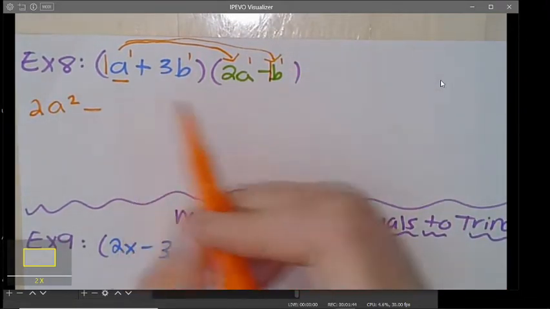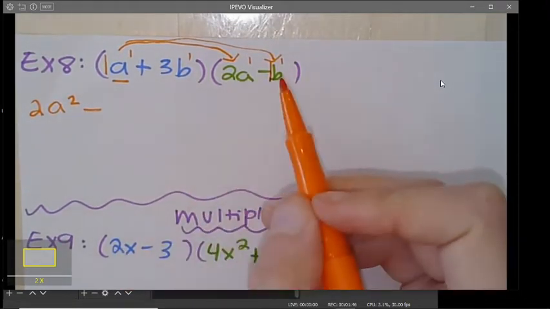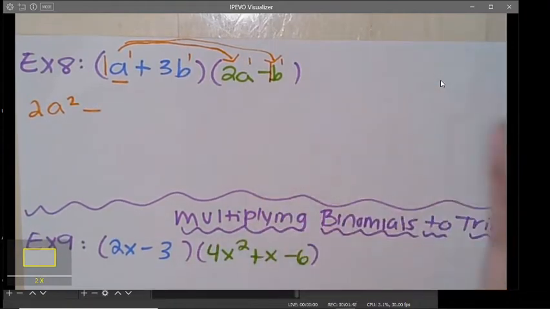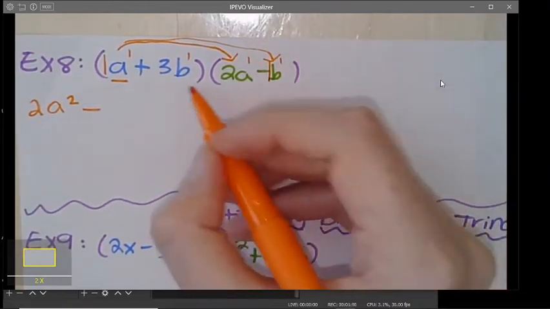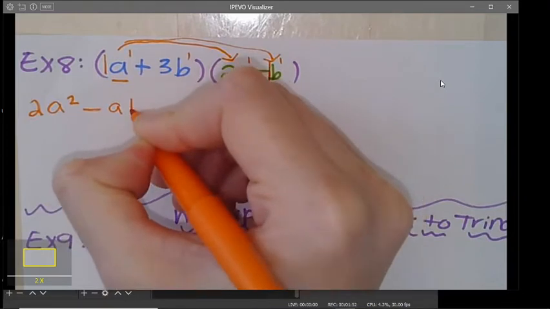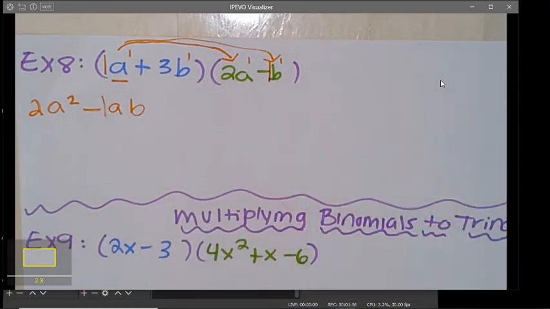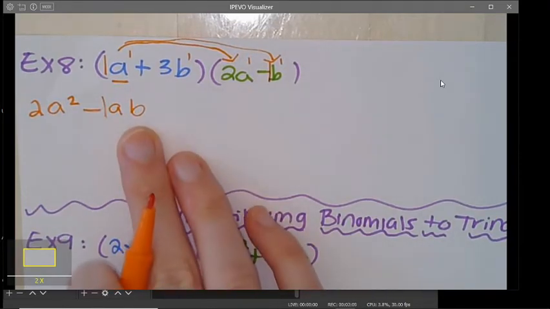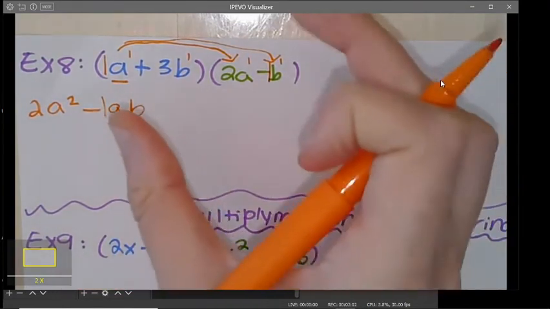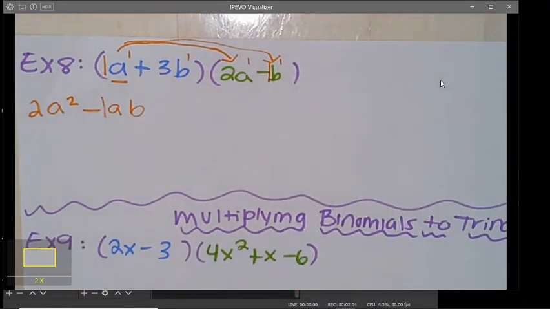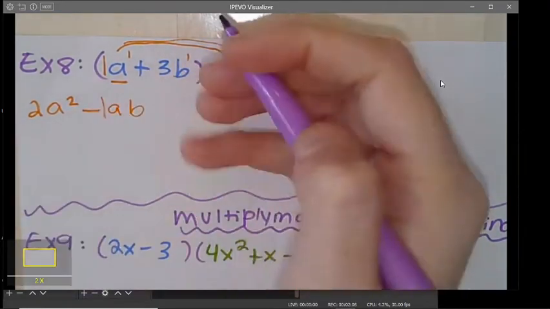Okay, so when you have different variables, if they're not the same, you just bring them on down. You can't combine them, so I'm going to bring on down my A and my B. So this would be a negative AB. Also, you could put like a negative 1AB. It's kind of up to you. Okay, so when you have variables that are not alike, you just simply write them side by side, and then you're done. Okay, now let's do the same thing with my second term.